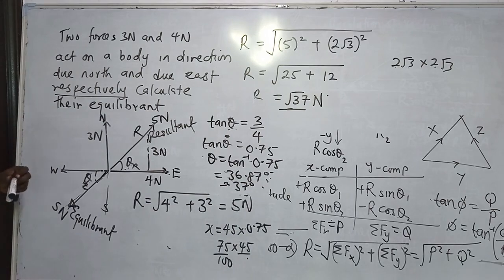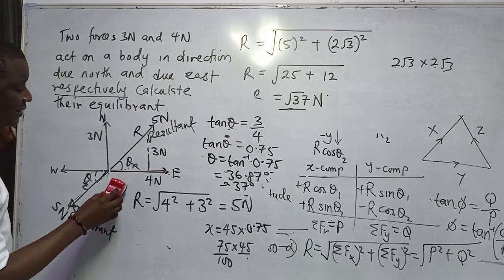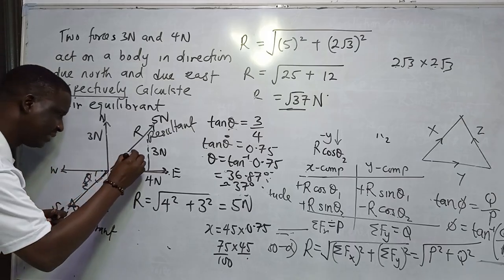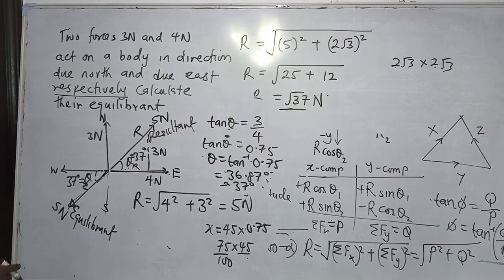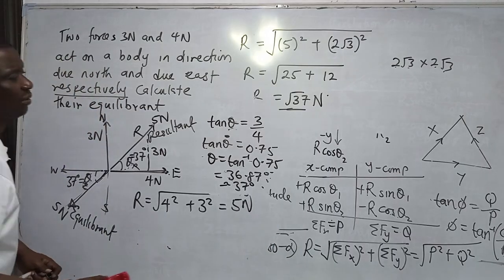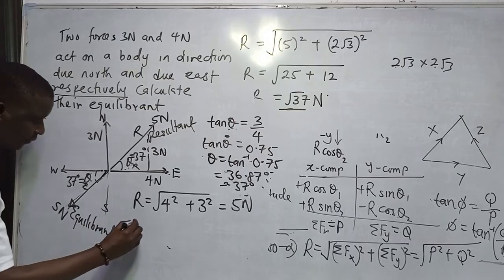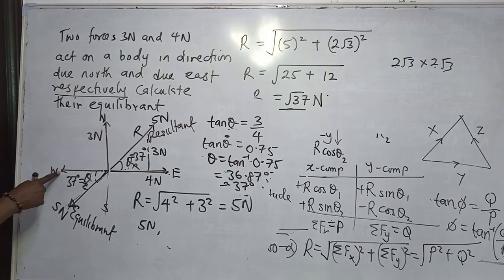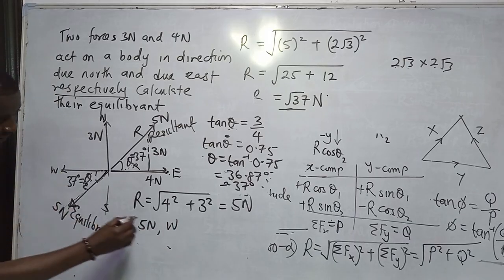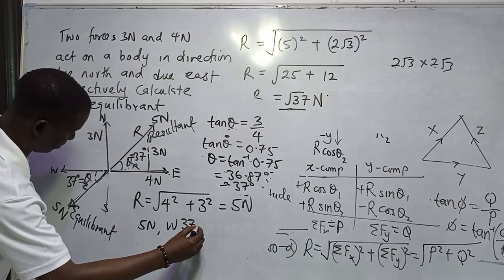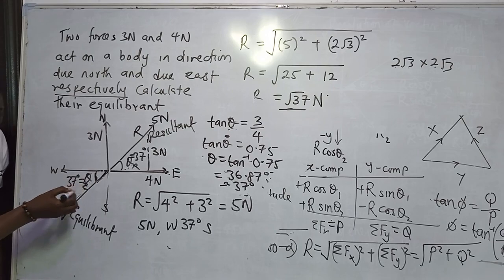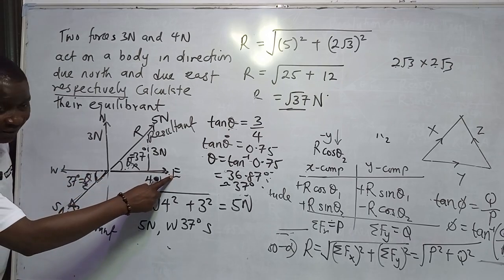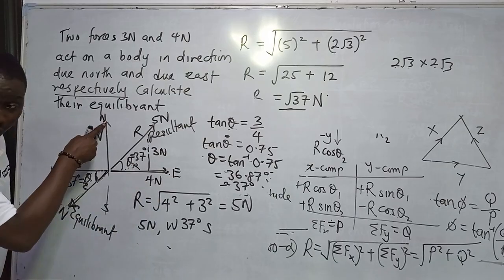Now look at what I want to do. Here is now 37, abi? 37. But now, if you want to interpret it, how do you interpret? They're going to say 5 Newton, comma, west 37 degree south. Why did I take west first? Because it's resting on west. If I want to read this one, I would have read it like east, 37 degree north.